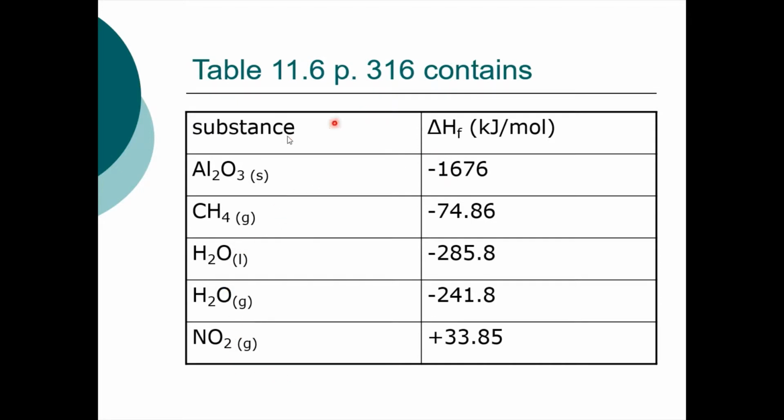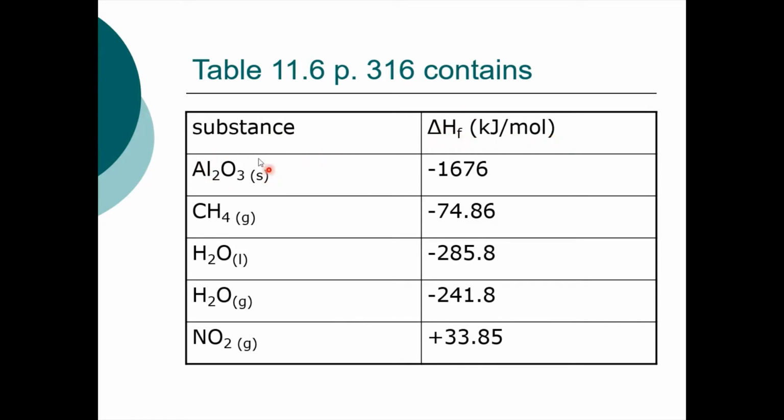So this here is a table which you will not find on page 316, and it will be called table 11.6, because this is from an old book that I used. But this table is a table of heats of formation. All of these are substances in this column, and there's a column for substance and its heat of formation, all in kilojoules per mole.